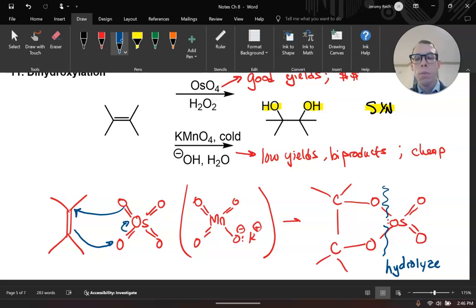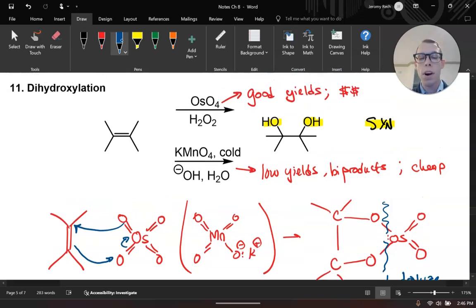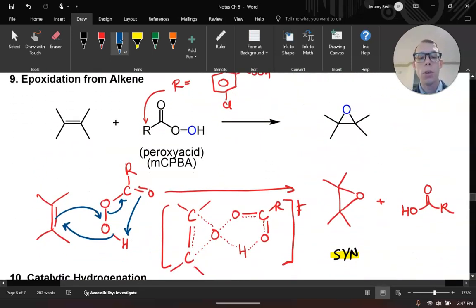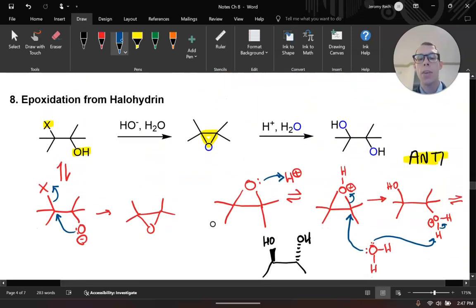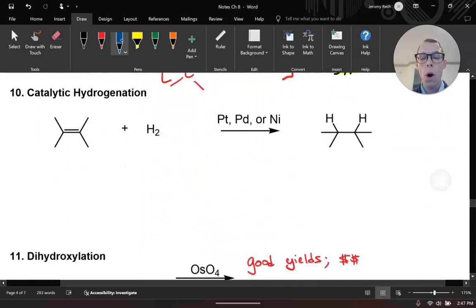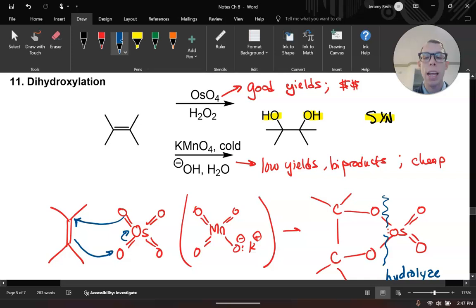So ultimately, there are a handful of ways in which we can make epoxides and add two OHs. When we're thinking of our epoxides, we can either use a peroxy acid, or we can use base and a halohydrin. If you have an epoxide, you can get an anti-addition of two alcohols under acidic conditions, or you can use either osmium or permanganate to get a syn addition of your two alcohols. And those are our key ways to make epoxides and do dihydroxylation reactions.